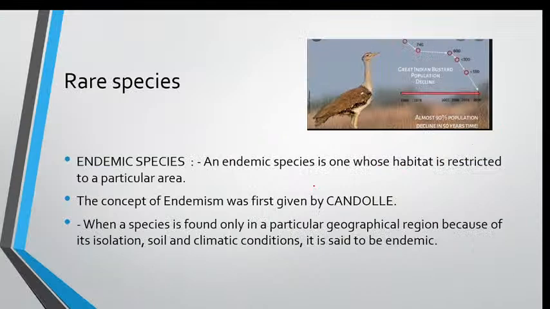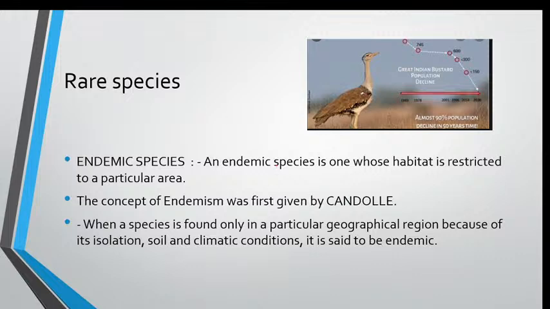Now, next is rare species. Rare species are those species whose number is very few. Rare means they are the next step: if not conserved, they will become endangered in the near future. That is known as a rare species. The number will be very low, and usually these rare species are more susceptible to becoming endangered because they are endemic.